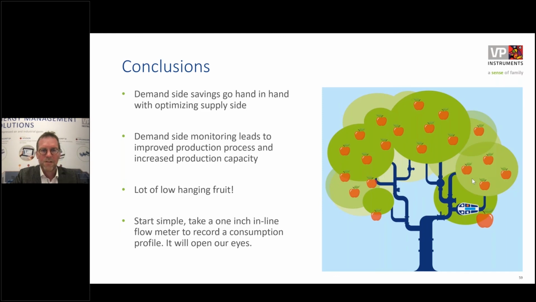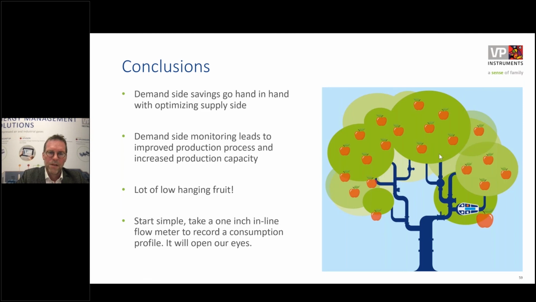Demand side savings go really hand in hand with optimizing the supply side. And you should always look at it as a sort of holistic approach. Demand side monitoring also leads to improved production processes and to increased production capacity without spending a single penny on new equipment. There's a lot of low-hanging fruit. The nozzles are an example.